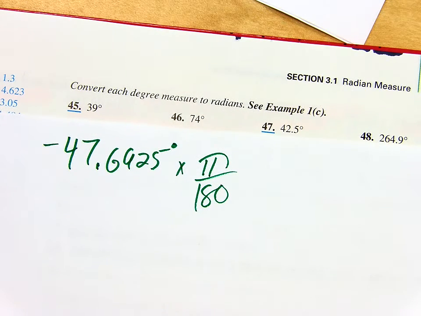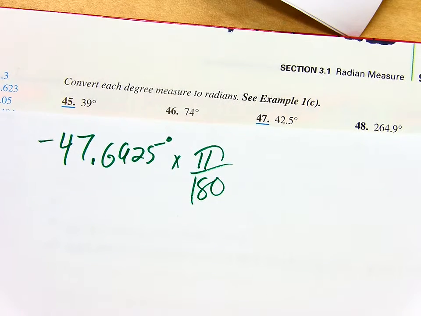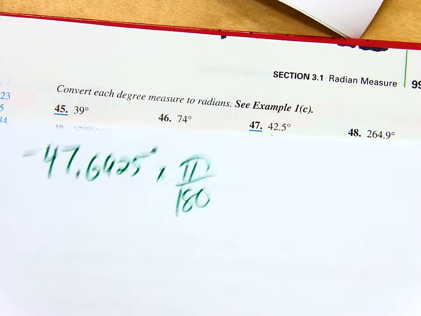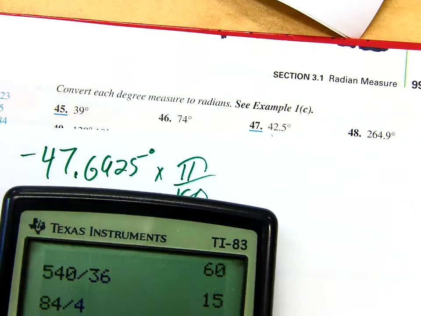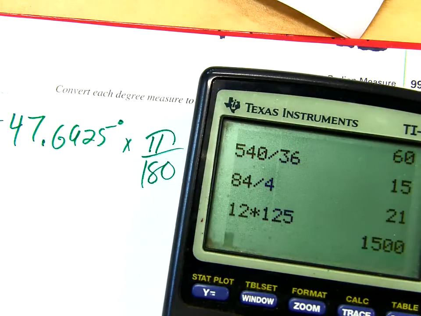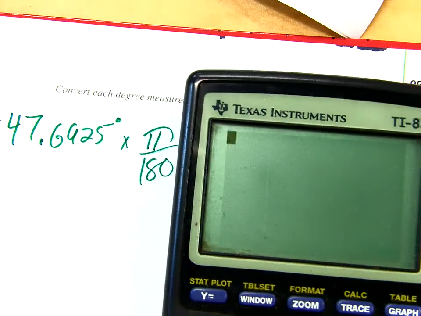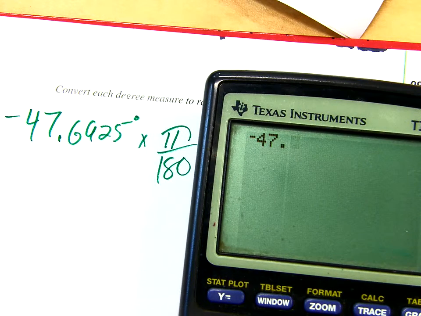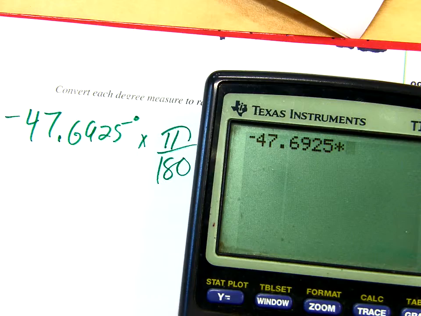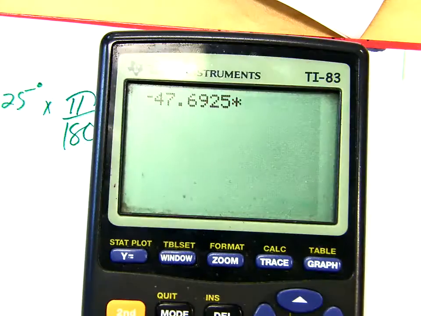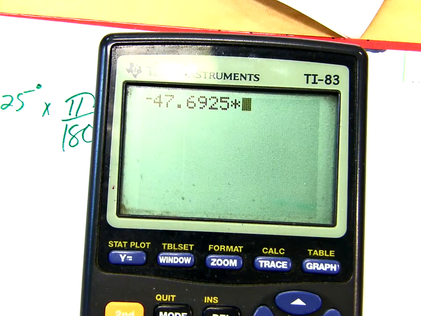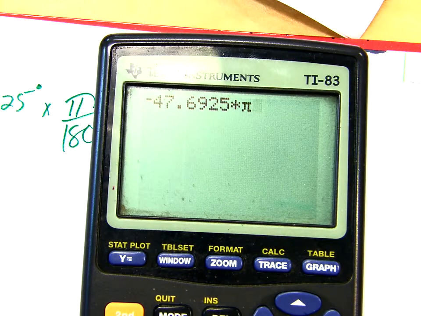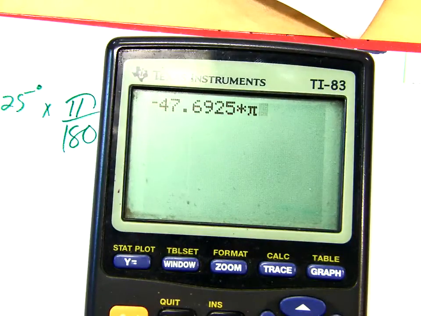So I'm going to grab a calculator. Let's clear out this old stuff. Negative 47.6925 times. Now you always want to use the pi button, and you will always have one on a scientific or a graphing calculator. So just locate your pi button. So there it is, times pi divided by 180.